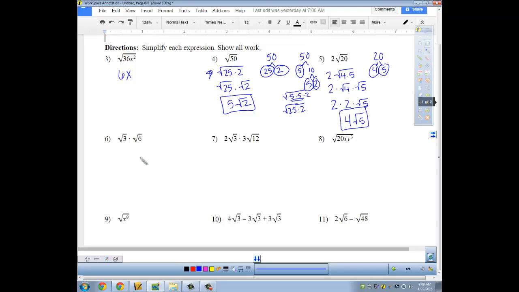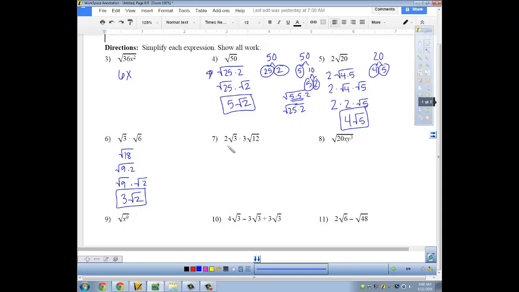Number 6, with multiplication, you can combine unlike terms. So we're going to actually multiply those together to get square root of 18. 18 can factor into 9 and 2. So that's square root of 9 times the square root of 2. Square root of 9 is 3. Can't do anything with the square root of 2, so bring it down. So the answer is 3 square root 2. And a way to check this, if you do 3 times 3, you get 9. 9 times 2 is 18, which is what I wanted.